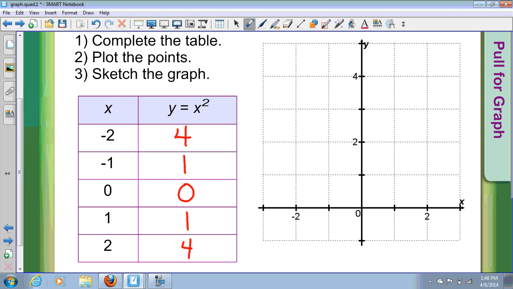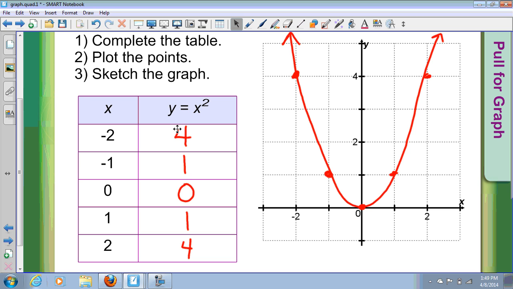So we're going to graph -2, 4. So -2, 1, 2, 3, 4. -1, 1. 0, 0. 1, 1. And 2, 4. Okay? And you'll notice when we connect these, we create that U shape, or what's known as a parabola.